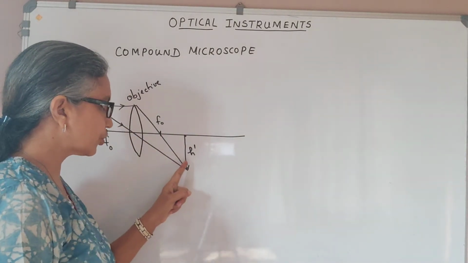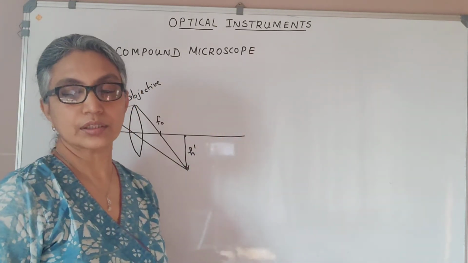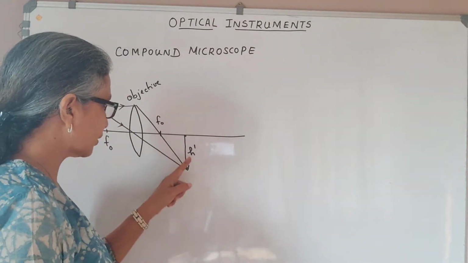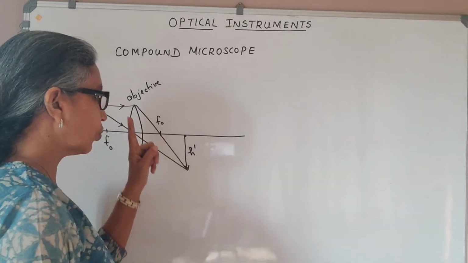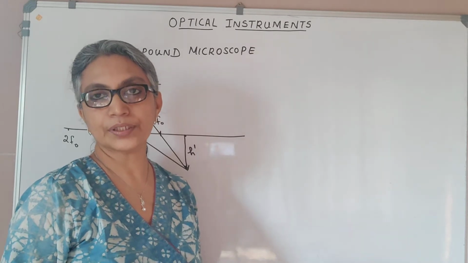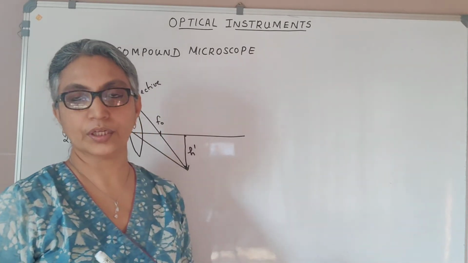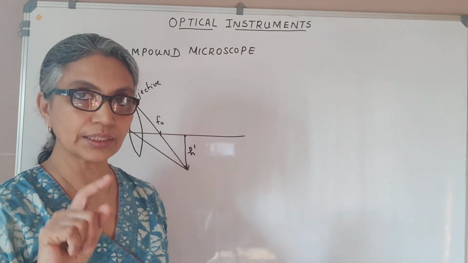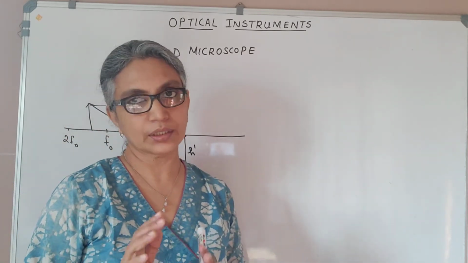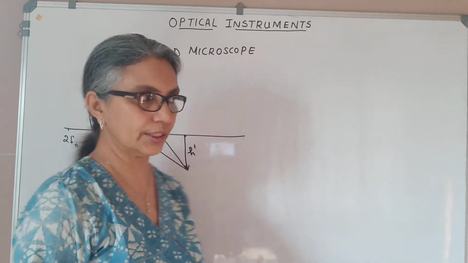Now this image will behave as the object for the eyepiece. So remember, the first image formed by the objective will act as the object for the eyepiece, and the eyepiece in this compound microscope will behave like a simple microscope. So I told you, whenever a lens behaves like a simple microscope, the condition is the object must lie between the optic center and the focal length, right?